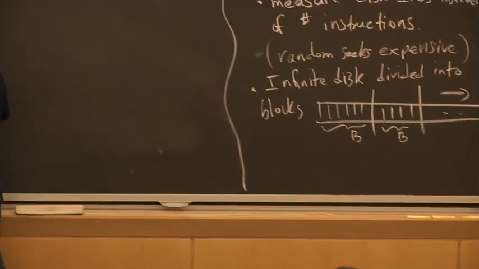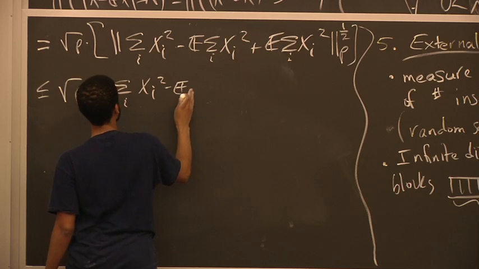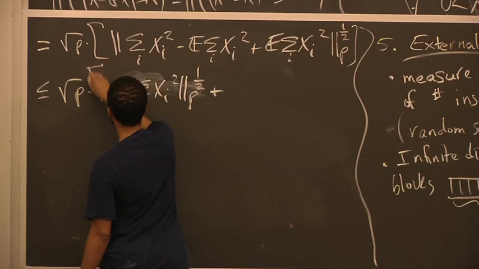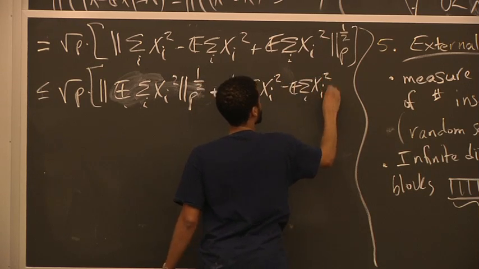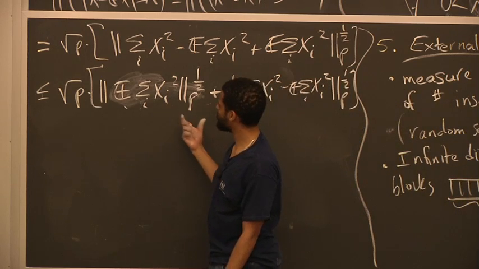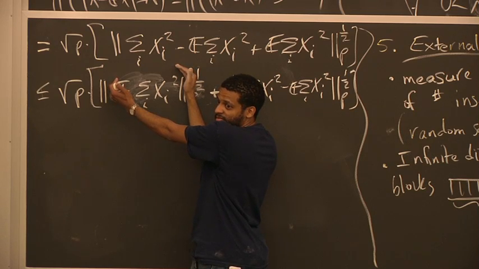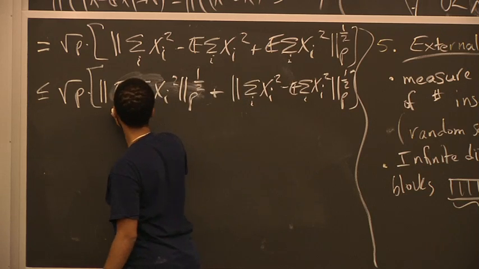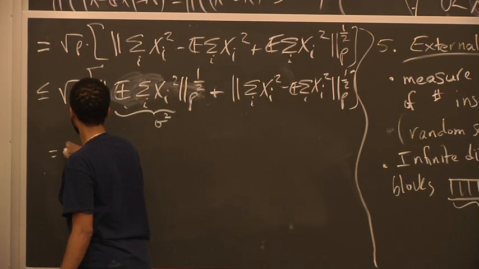And now I'll use the triangle inequality. This is at most root p times the sum over i of xi squared minus the expectation of the sum over i of xi squared, plus the sum over i of xi squared minus the expectation. So I shifted all the xi so they have mean 0. So what's this thing inside of here? Yeah, sorry, it's variance. This here is just a number, sigma squared. It's not random. And I took it to the 1/2.